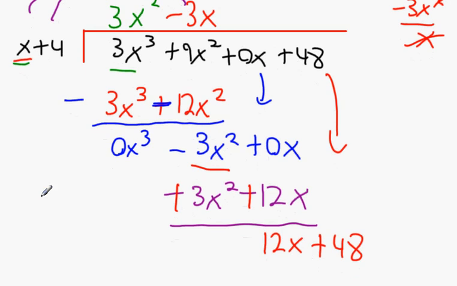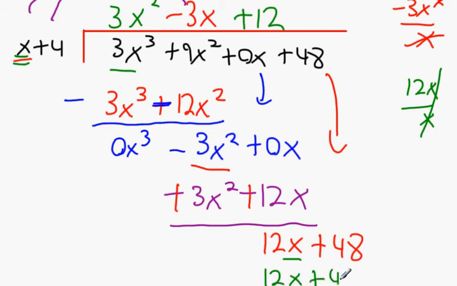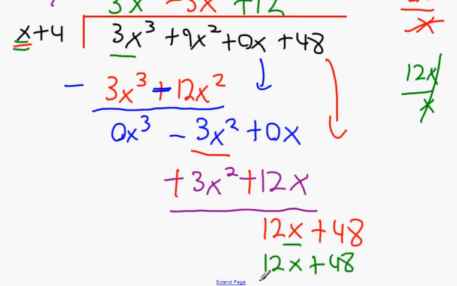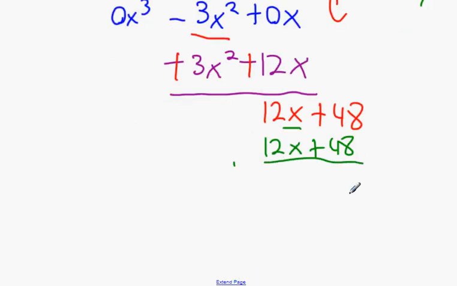Now what happens? 12x divided by x is 12. Multiply it out, you're going to get 12x plus 48. Take them away, what happens now? What happens when you take them away? You should get 0. Okay guys?